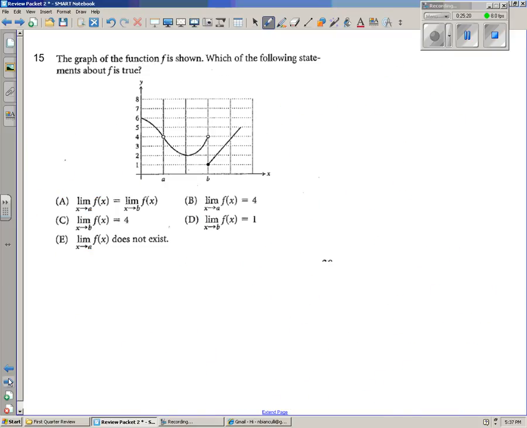15. The graph of the function is shown. Which of the following statements about f is true? The limit as x approaches a of f of x, which if you use the shutter method, this is a 4, is equal to the limit as x approaches b. Well, the limit as x approaches b doesn't exist because the left and the right-hand sides don't agree, so that's not right. The limit as x approaches a is 4. Well, we just said that. That's true. So we're done. And I'm not even going to go on for the rest of them.